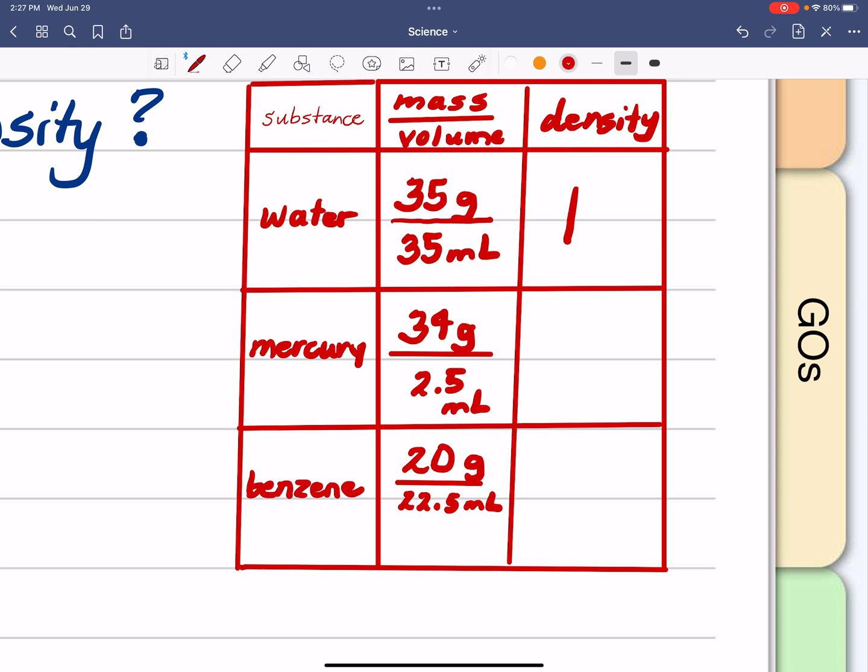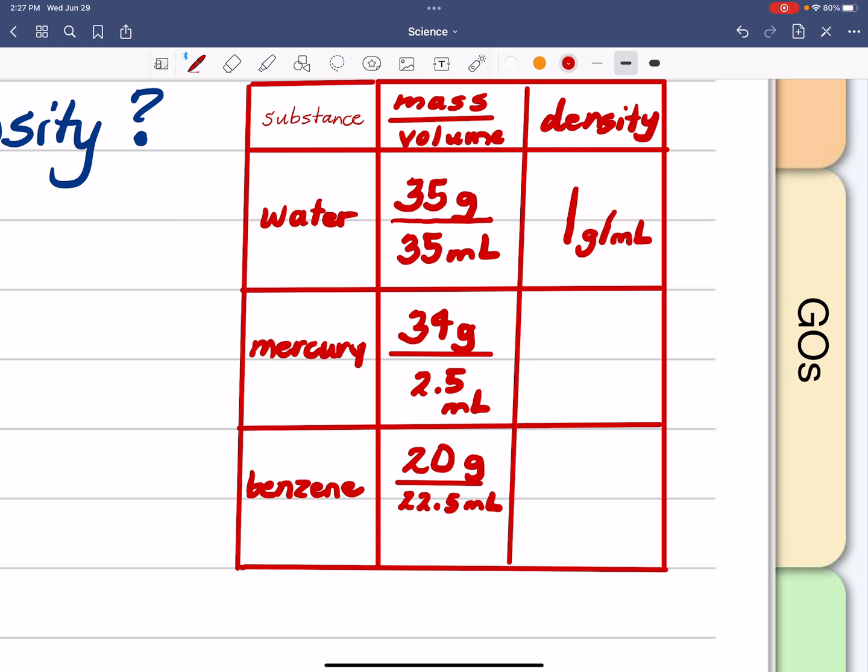Let me go ahead and give you the units. They're not that hard to understand. You're going to take the G for the mass. That's that SI unit. And then milliliter for the volume. So grams per milliliter. 1 gram for every milliliter.